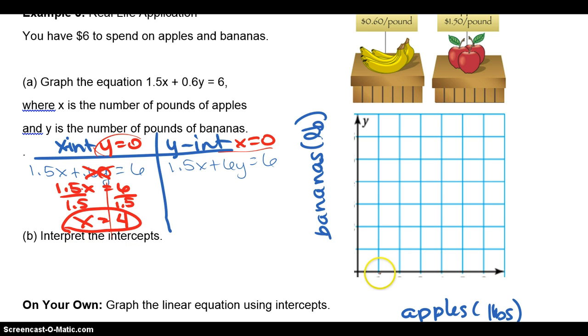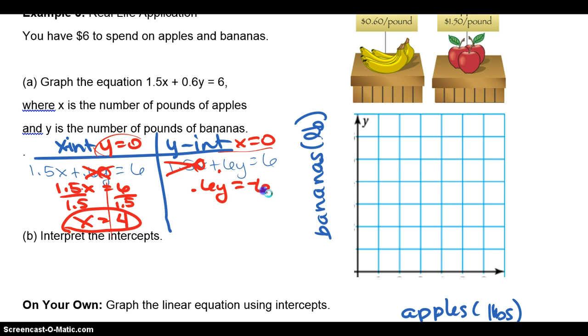I can go over here and graph that. To graph it, well, you know what? I'm going to go back and solve for y so that I can see what my values are going to be, so I know what intervals to put my graph at. So I go back over here, I have my equation, and I let x equal 0. So where I see an x, I'm going to put in a 0. 1.5 times 0 is 0.